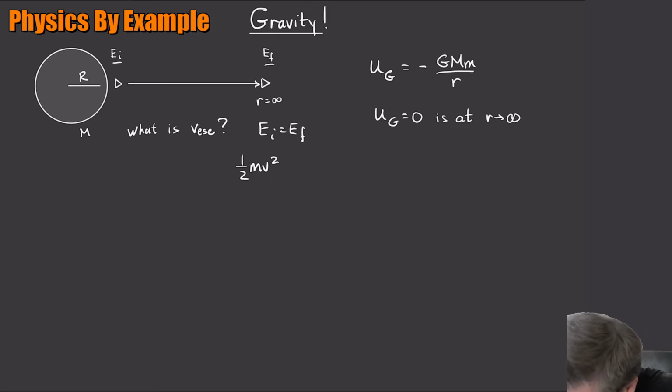So I have to write that in, minus GMM over that R. How far are we away from the center of the Earth? What's the gravitational potential of the Earth? Well, we're R away from the center. R. There we go. That's the initial energy.